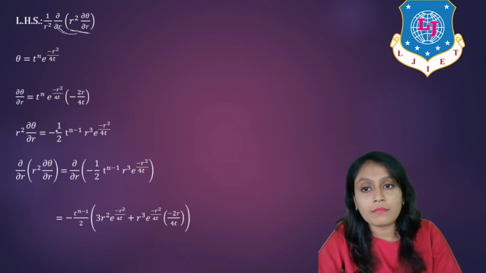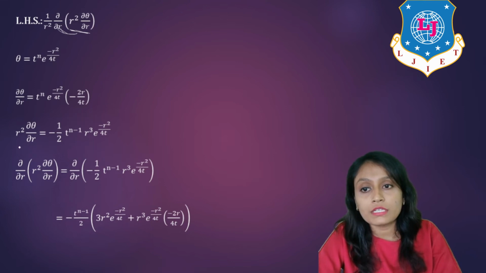Just cancel this term. So here you will get minus 1 upon 2 into t, and here we have t raised to n, so t raised to n minus 1, and this r. Now what we have done, we have just multiplied with r square. So in total we have here r cube into e raised to minus r square upon 4t.